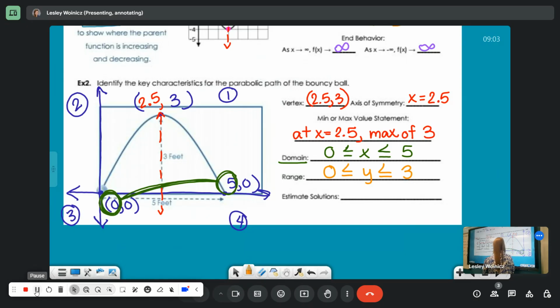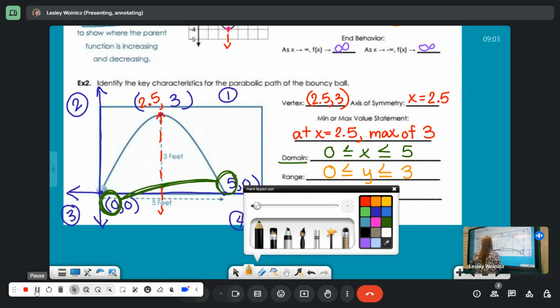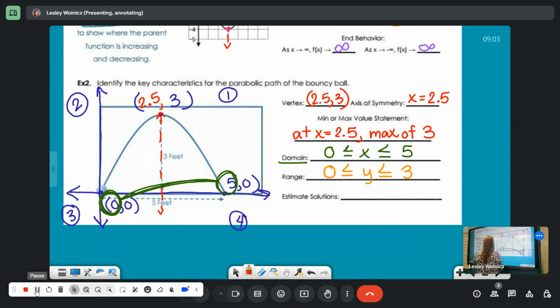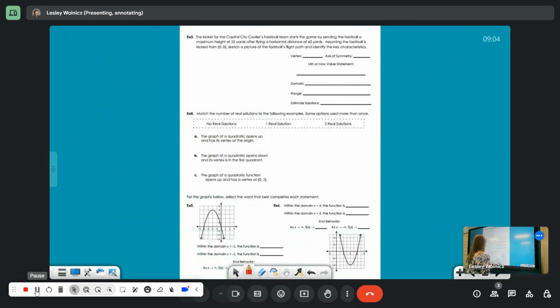Okay, estimate solutions. I need the x coordinates from my x-intercepts in curly brackets. What are they? 0 and 5. Least to greatest, separated by commas. Okay, you ready? Flip, flip.